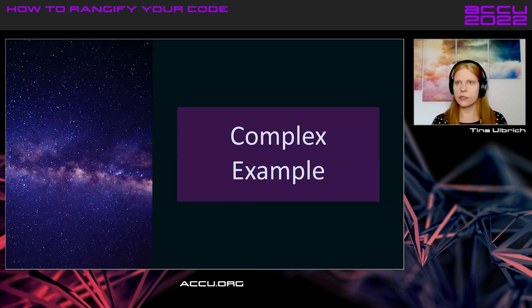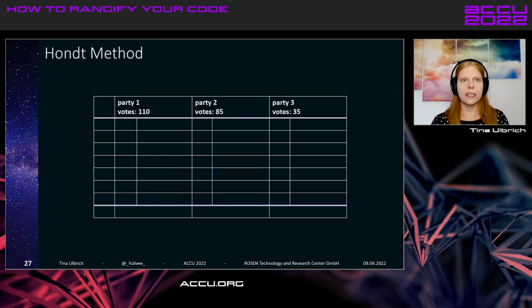And that brings us to the complex example. This is also the last part of the talk, so we're almost finished. For the complex example, I chose a method that I want to implement first in C++17 and then in C++20 using ranges. The method I found is the so-called D'Hondt method. It's also called the Jefferson method or the method of the greatest divisors. It is a method of allocating seats in parliaments or proportional representation systems, and I am going to explain how it works going through this example here.